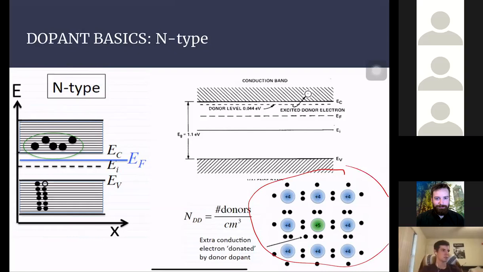Now, this N is the number of donors per centimeter cube. In an N-type semiconductor, the elements we add are called donors because they have an electron and they can donate the electron. So basically, they're called donors, pretty straightforward. So that's it about N-type.